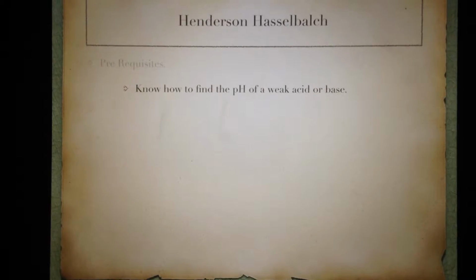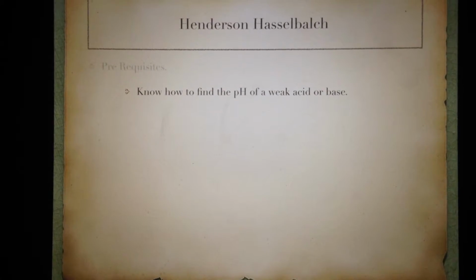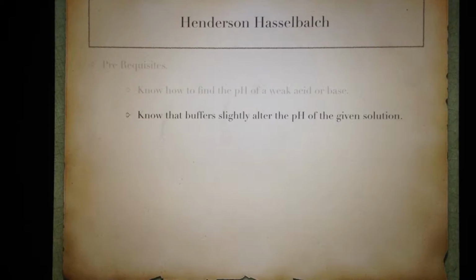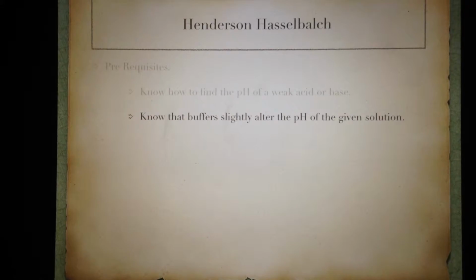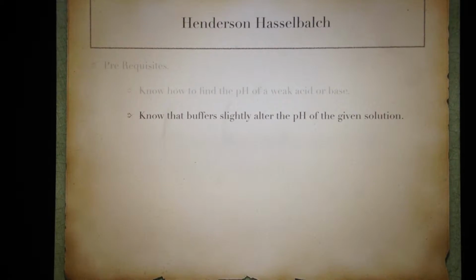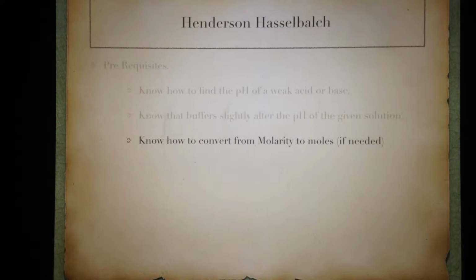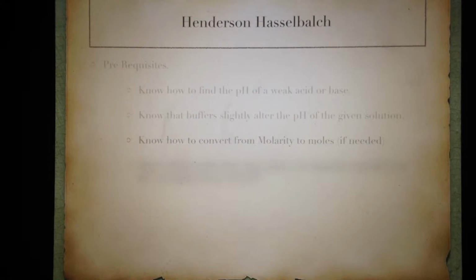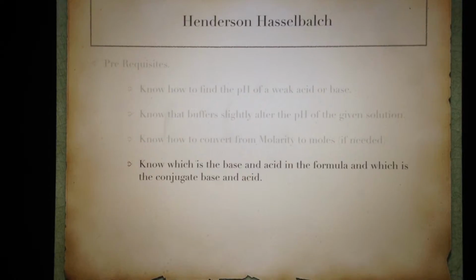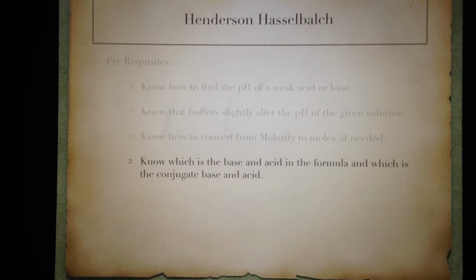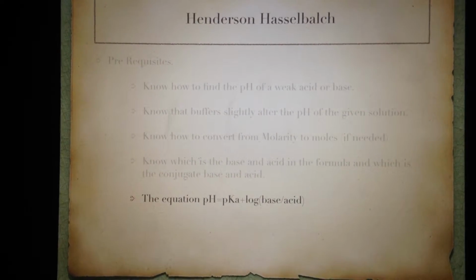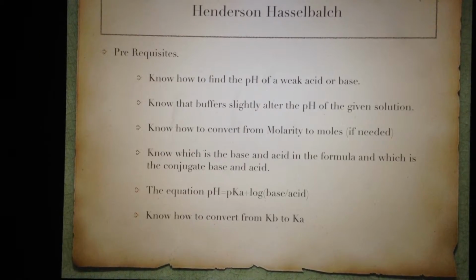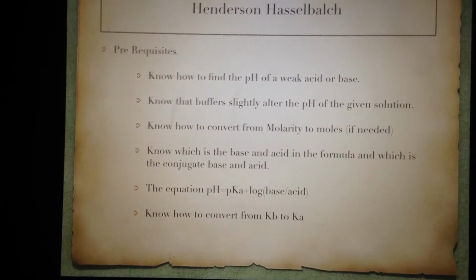Some prereqs we're going to need to know are how to find the pH of a weak base or acid. We're going to need to know that the buffer slightly alters the pH of the given solution and how it's supposed to regulate the reaction. Know how to convert from molarity to moles if needed. Know which is the base and acid in the formula and which is its conjugate pair. Also the equation for the Henderson-Hasselbalch, which is pH equals pKa plus log of base over acid. And finally, the conversion from Kb to Ka and vice versa.